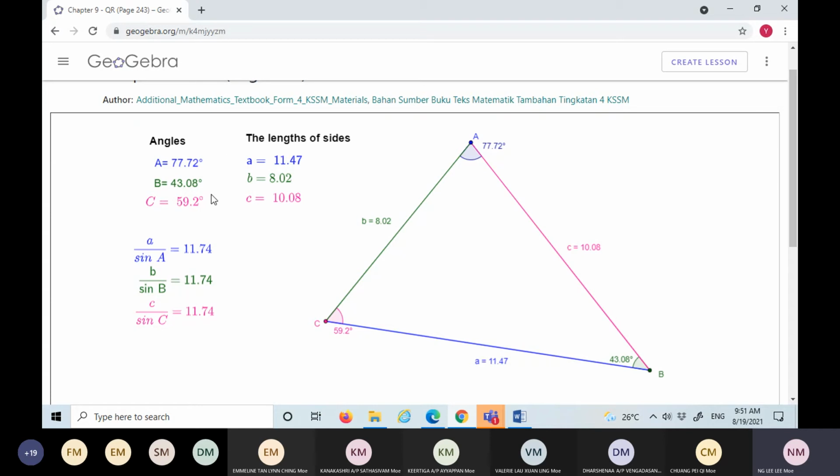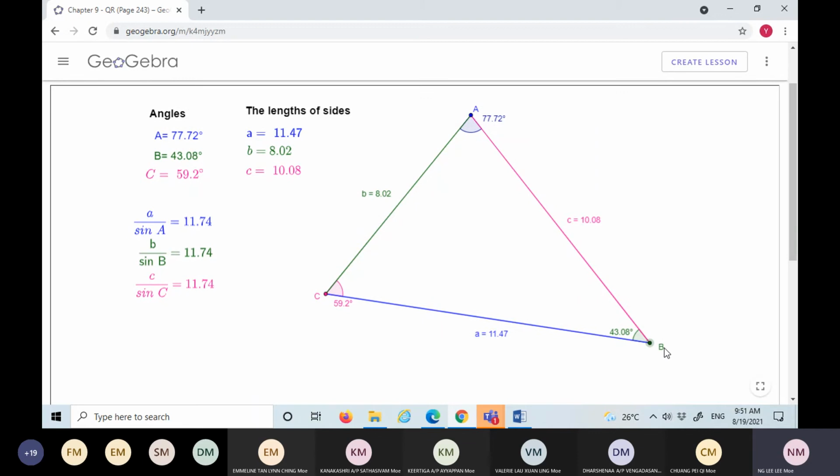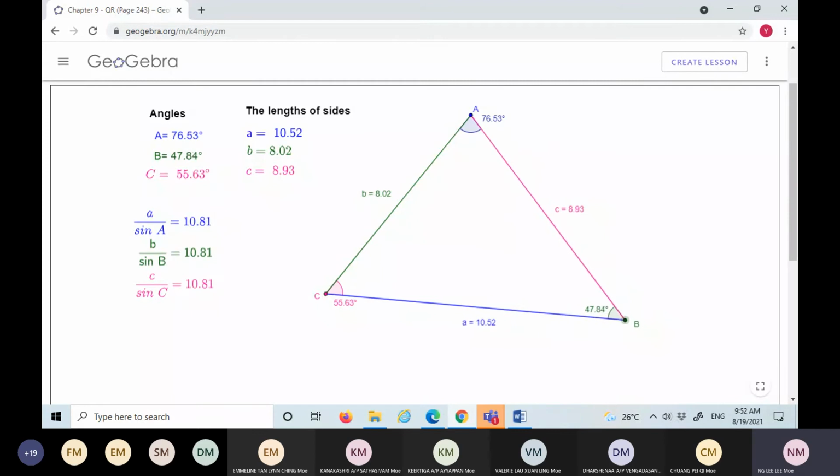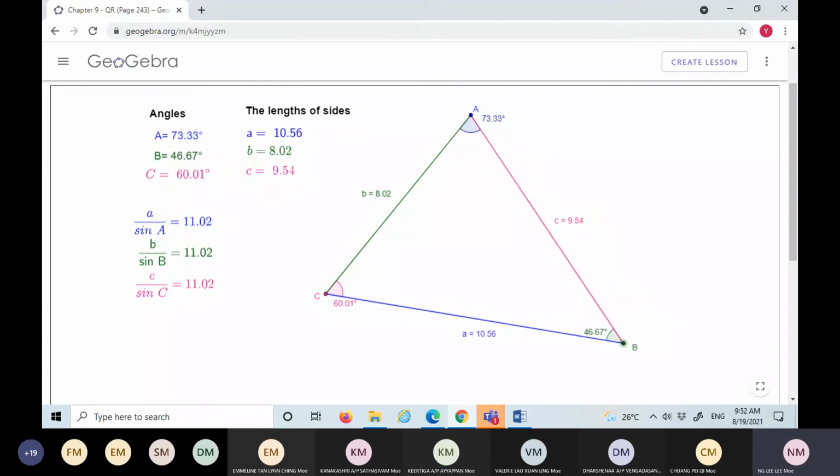This is GeoGebra software. They drew this already, then they find the ratio of the sides. You see, I'm going to move this point. You see how I move the point and how the length and the angle move. The ratios A over sine A, B over sine B, C over sine C are always the same.